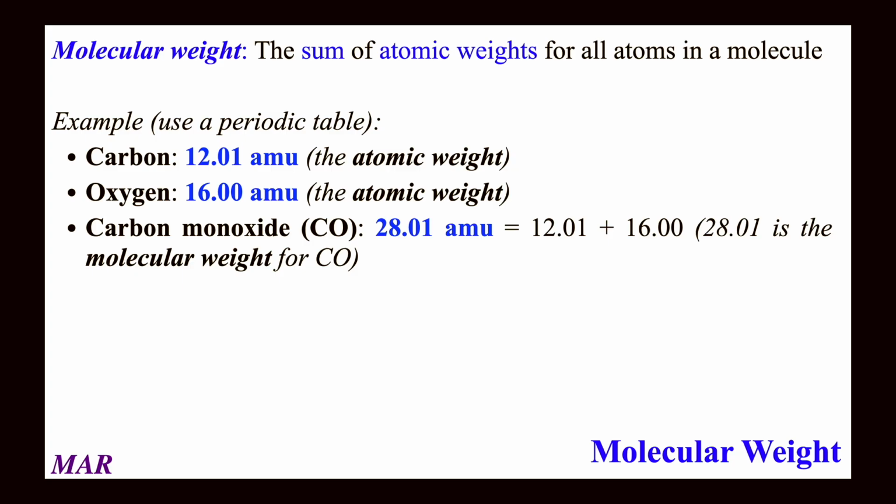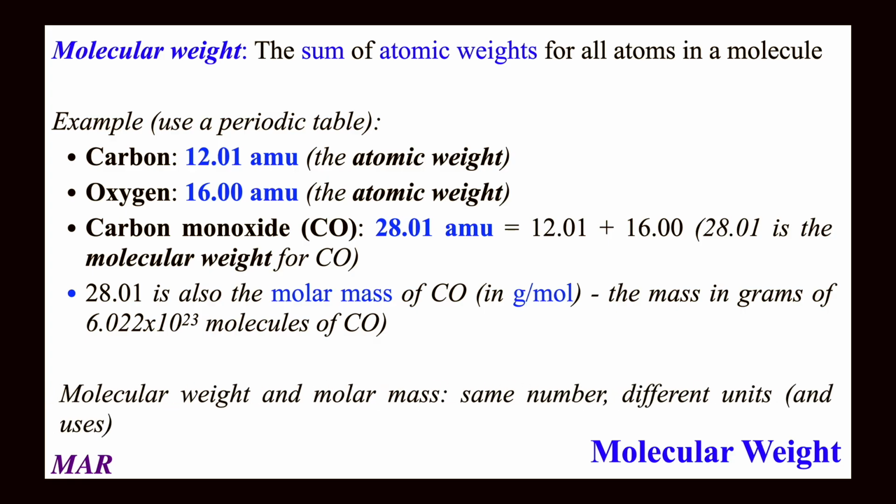And that is kind of interesting. However, 28.01 has two meanings. It's also the molar mass of carbon monoxide. And all we're going to do is just change AMUs to grams per mole. So carbon monoxide, 28.01 grams per mole. If you have 28.01 grams of carbon monoxide, you have a mole, which means you have 6.022 times 10 to the 23rd. So do realize that, first of all, a couple of things.